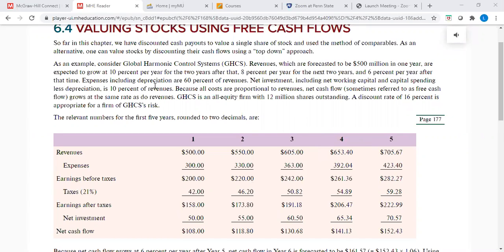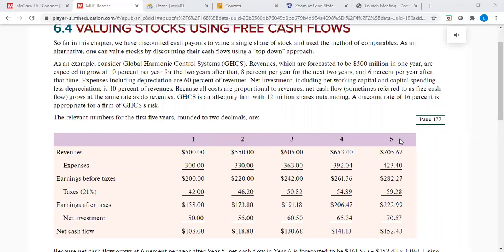Expenses, excluding depreciation, are 60% of revenues. So we're not going to put any kind of depreciation component in our analysis here because it has nothing to do with cash. So we only want to subtract expenses related to cash, and they're all at 60% of our revenues for that particular year. So 60% of 500 would be 300, 60% of 550, 60% of 605 would be 363, etc.